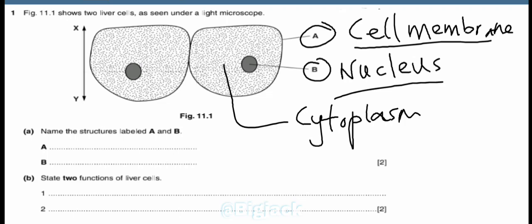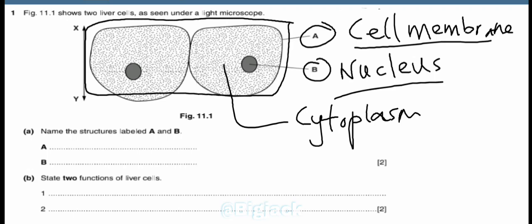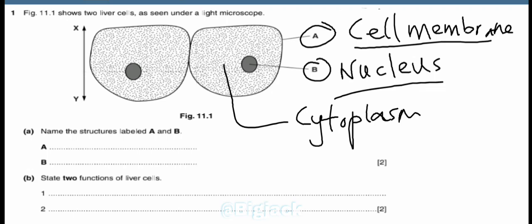Then question B: state two functions of liver cells. Now since these two cells were taken from the liver, they are going to perform the same functions as the liver.